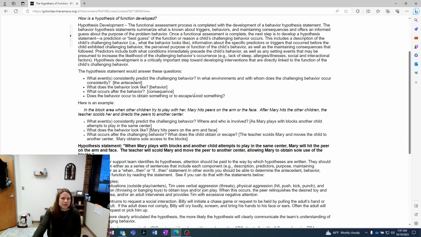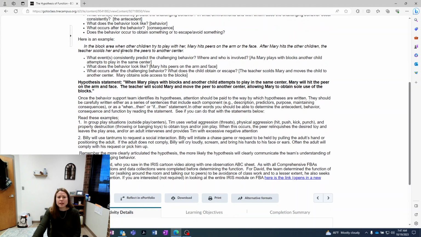What actually happens? What occurs after the behavior? So what was the consequence? Then you ask yourself, does the behavior occur to obtain something or to escape or avoid something? It goes back to the block area, right? When other children try to play with Mary, she hits them on the arm or the face. After she does this, the teacher scolds her and directs the peers to another center.